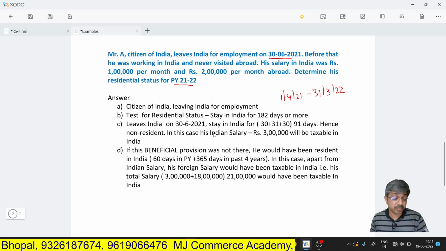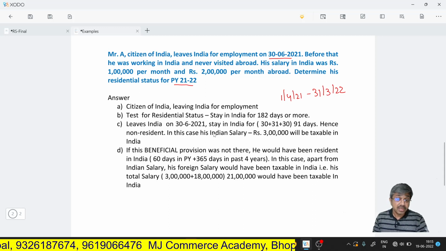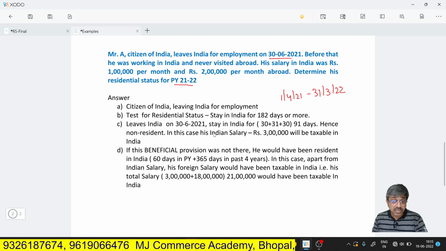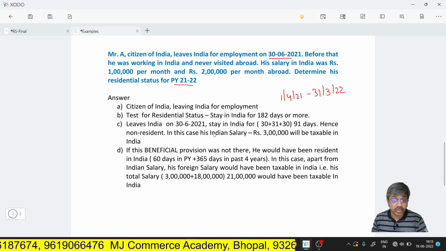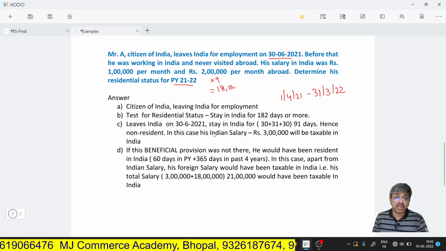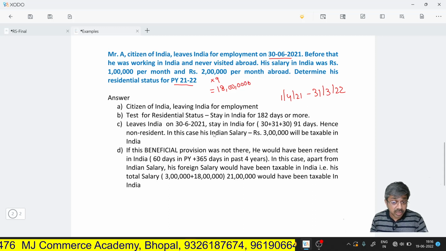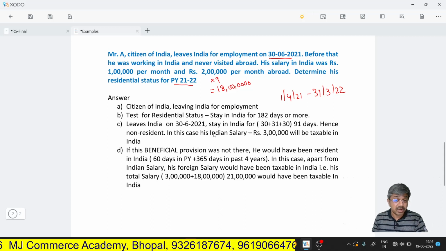Now, what is the benefit of this? He is non-resident. Let me explain. Since he is a non-resident, by virtue of staying in India for less than 182 days, his foreign income, 9 into 2, which is 18 lakhs, will not be taxable in India. This provision was introduced just to encourage Indians to get employment outside India.